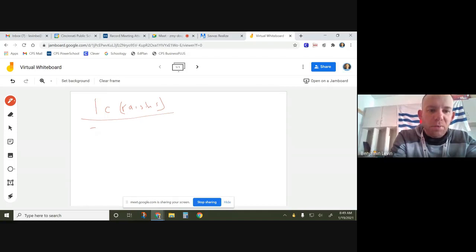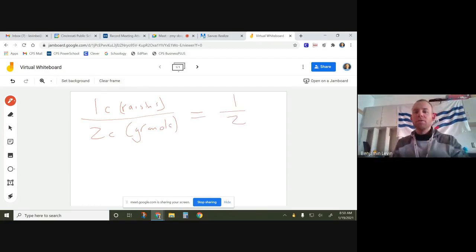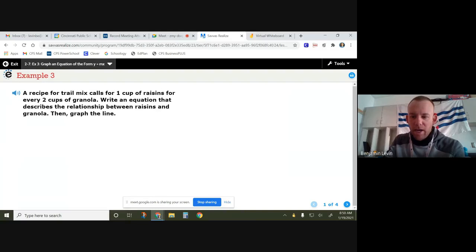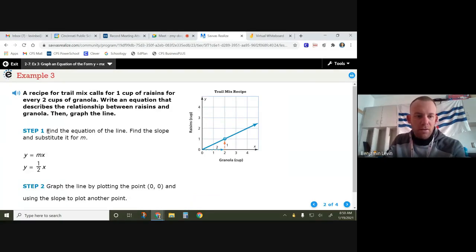1 cup of raisins per 2 cups of granola. All right. So our slope of the line is going to be 1/2. Right? That's going to be our slope in raisins per granola. 1/2. 1 cup of raisins per 2 cups of granola is the recipe. So let's see what they got here for us. They got the same slope we did, 1/2, right? 1 cup raisins per 2 cups granola.